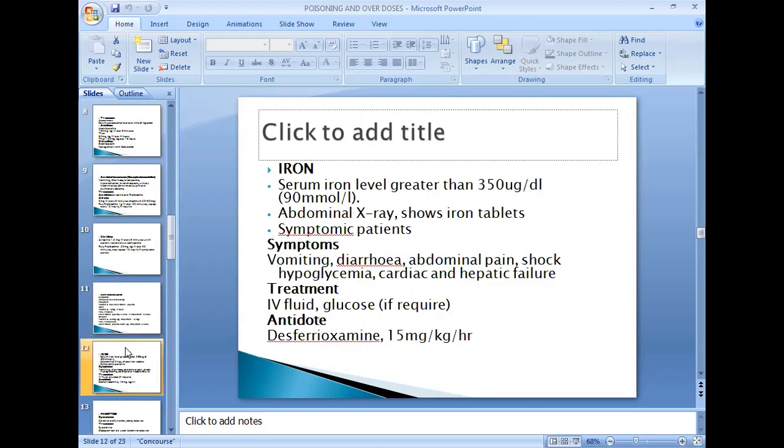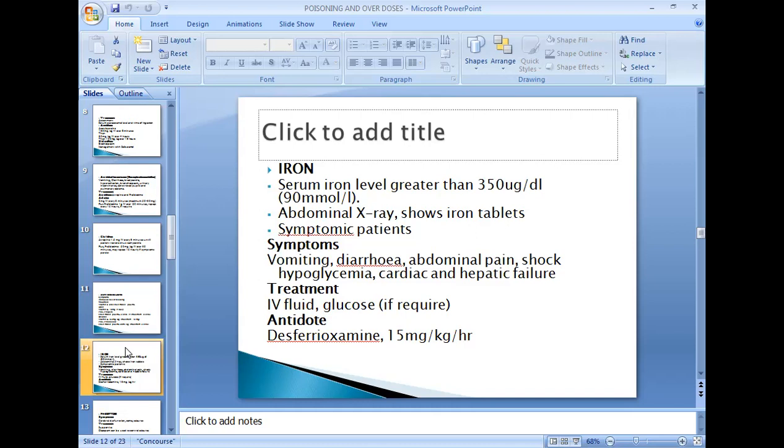Iron can also lead towards toxicity if ingested in toxic doses. That can be shown by a serum iron level greater than 350 microgram per ml, and even a plain abdominal X-ray shows iron tablets, and the patient is symptomatic. Symptoms include diarrhea, vomiting, abdominal pain, and even shock, hypoglycemia, and cardiac failure can also result.